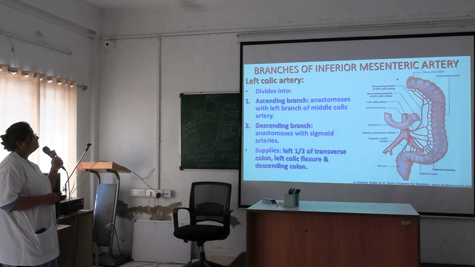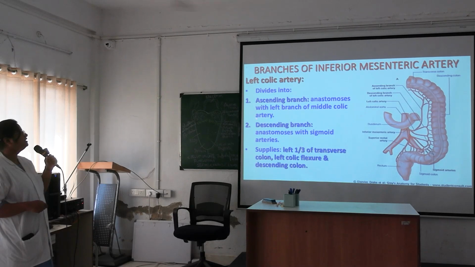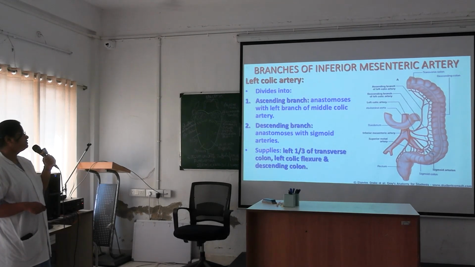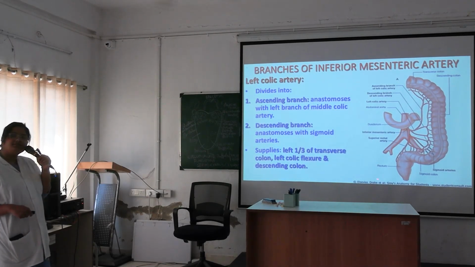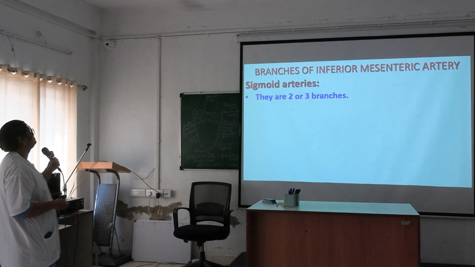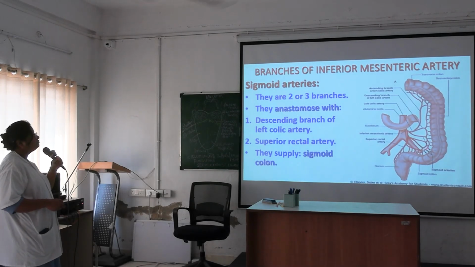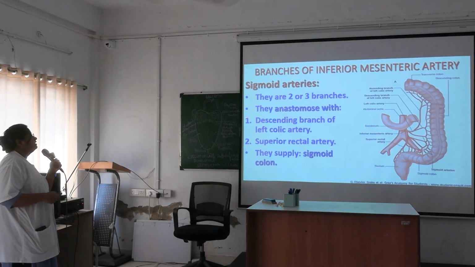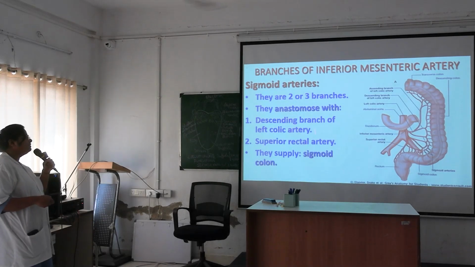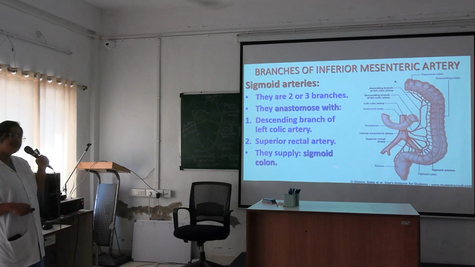The left colic artery divides into ascending and descending branch. The ascending branch anastomoses with the left branch of middle colic artery, the descending branch anastomoses with the sigmoid arteries, and it supplies the left 1/3 of the transverse colon, left colic flexure, and descending colon. Sigmoid branches are 2 to 3 in number. They anastomose with the descending branch of left colic and superior rectal artery, and they supply the sigmoid colon.